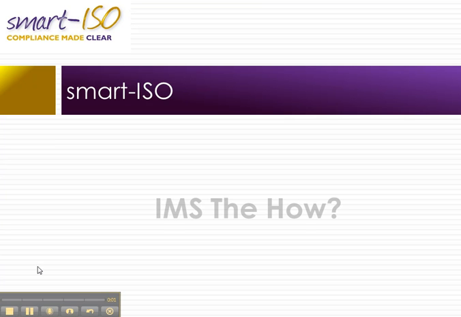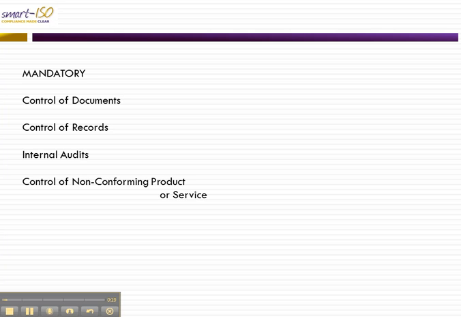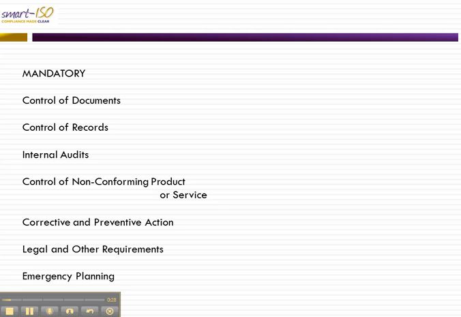We covered some of the background on integrated management. Now we're going to look at the how. In the previous things we've talked about there being mandatory procedures in 9001, 14001 and 18001, such as control of documents, control of records, internal audits, control of non-conforming product and service, which we put into control of non-conformance, corrective and preventive actions. We've also talked about 14001 and 18001 requiring legal and other requirements and emergency planning to be clauses to be matched, and they are inherent in the 9001 side.